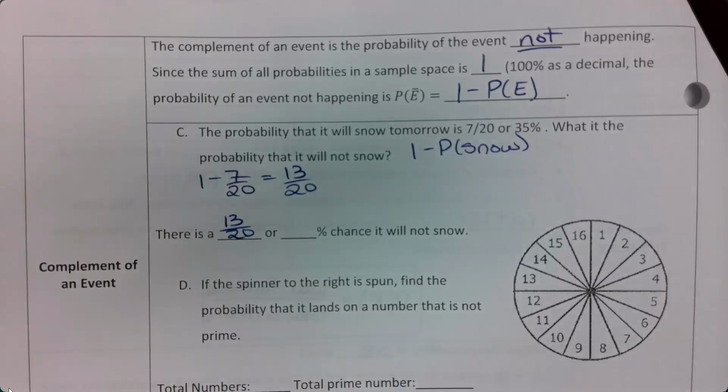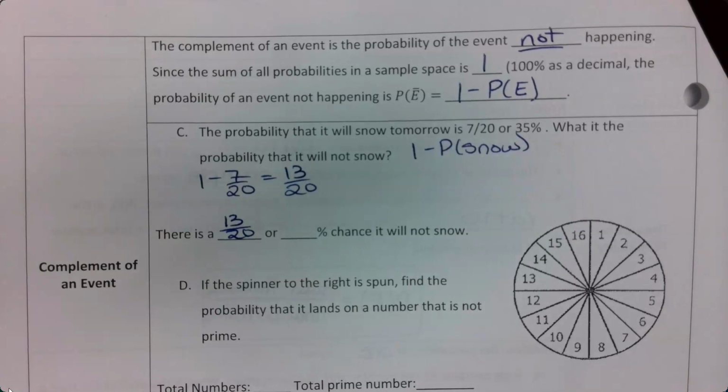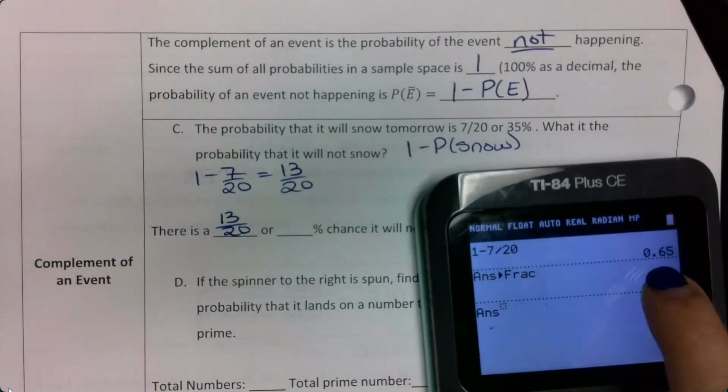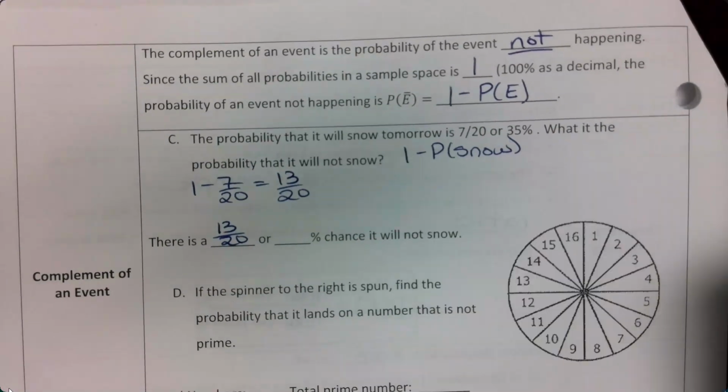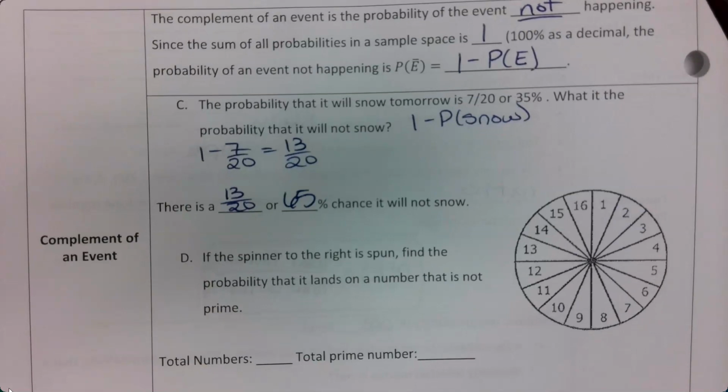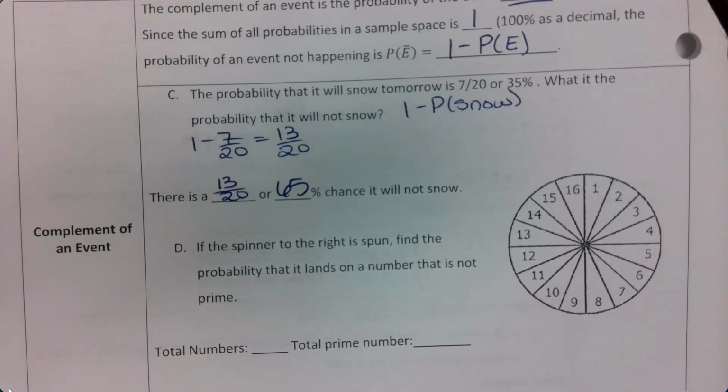So there's a 13 out of 20, or what was that as a percent? 65. Yeah. Okay, so question 1, part C. So when it says the word not, you subtract from 1.